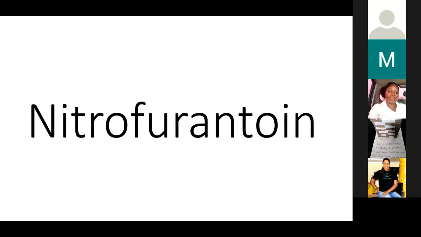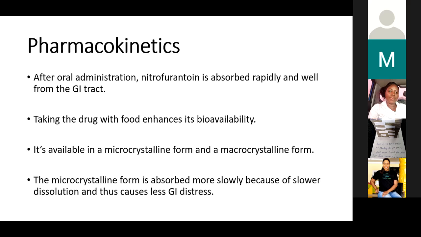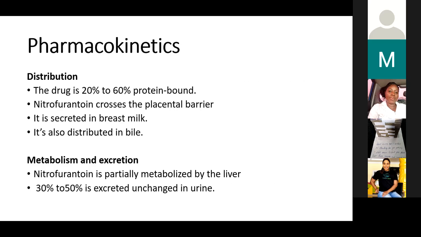And the last antibiotic is Nitrofurantoin. It's commonly associated with liver disease, so it's hardly used, but it's used to treat UTIs, and especially in patients who have an underlying problem, you use it for prophylaxis in the management of chronic UTI. It is given orally, it's absorbed rapidly, and when you take it with food, it enhances its bioavailability. 20-60% of it is protein bound.